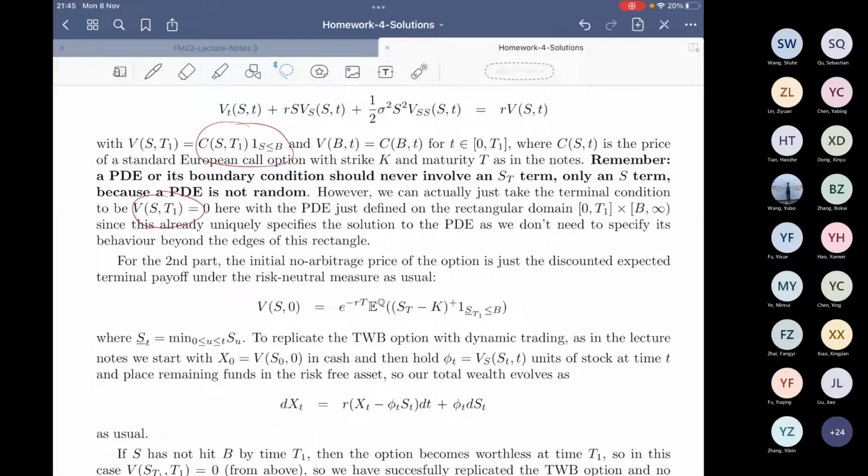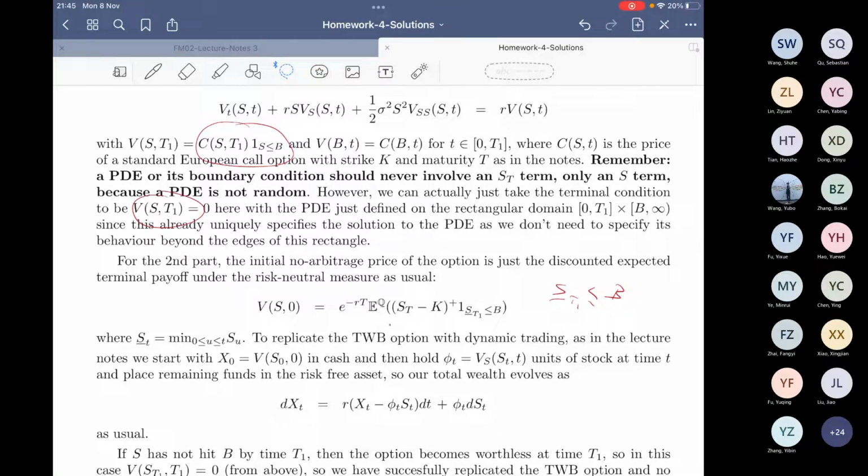Well, we need the minimum stock price at T1 to be less than or equal to B. So it's the opposite of the previous example with the notice. We need the minimum stock price at T1 to be less than or equal to B, i.e. we need S to hit the barrier, or else this thing is going to die. And I've reminded you what the definition of S under bar T is. So the bar, but under S rather than above it.